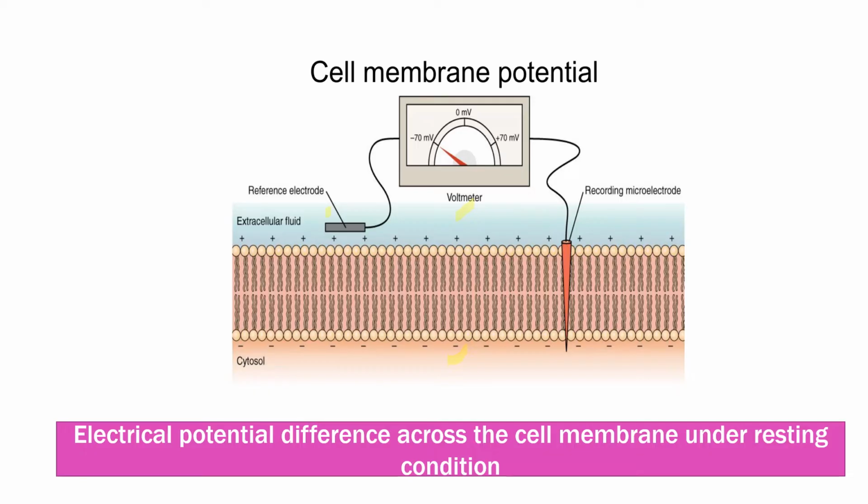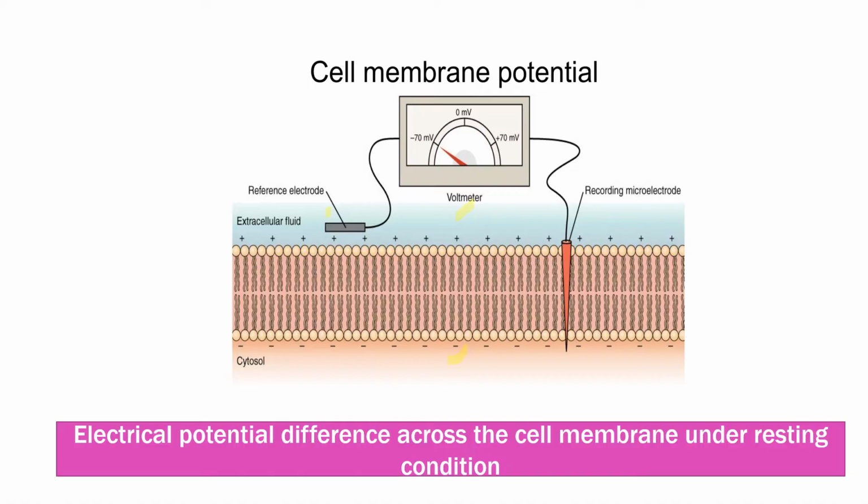Now come to the definition of resting membrane potential. Resting membrane potential is nothing but the electrical potential difference across the cell membrane under resting conditions. If we consider this cell membrane, this is the inside of the cell and another is the outside of the cell. One galvanometer is connected over here. One electrode of the galvanometer is facing inside, and the other electrode is on the outside.